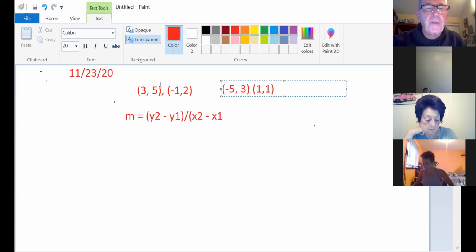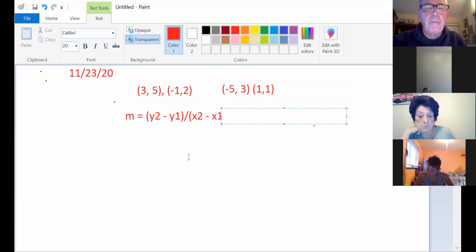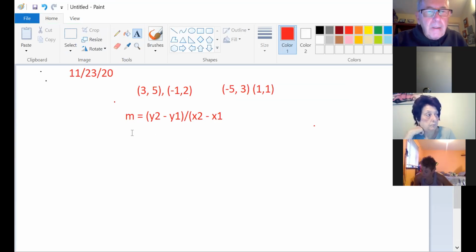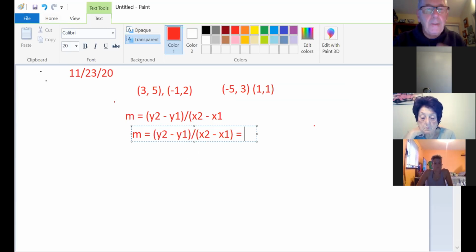Then we'll use this and plug it into this equation. This program doesn't allow me to go back and edit, so if I make a mistake, I'm doomed. I can't change it, so I'm redoing that line. So that's your equation. Then you plug in the points.